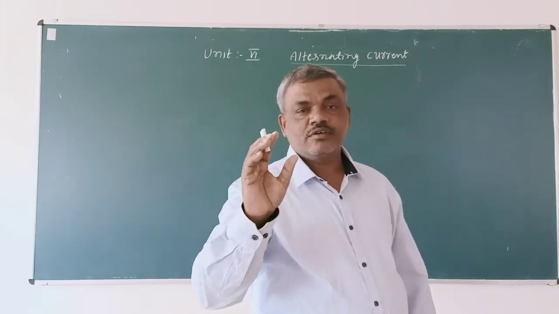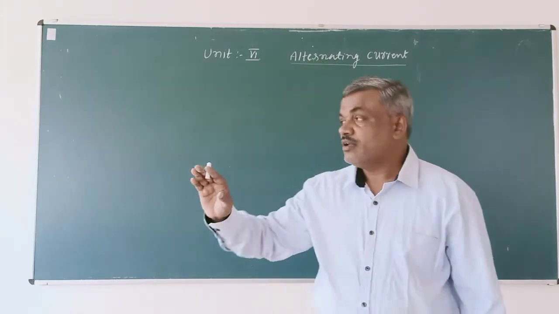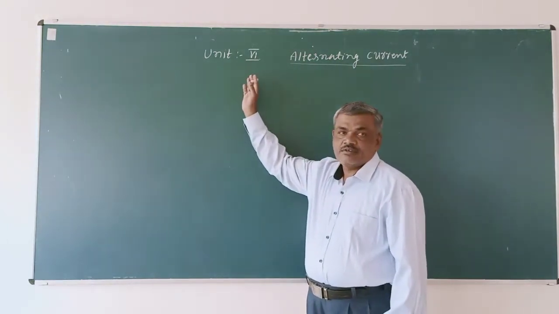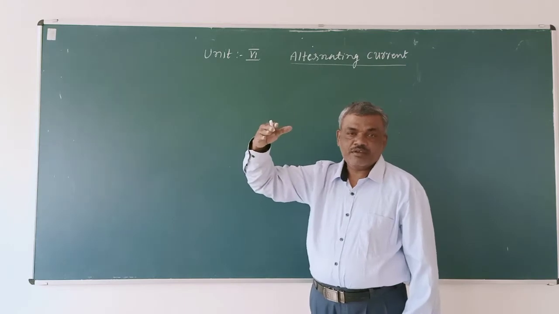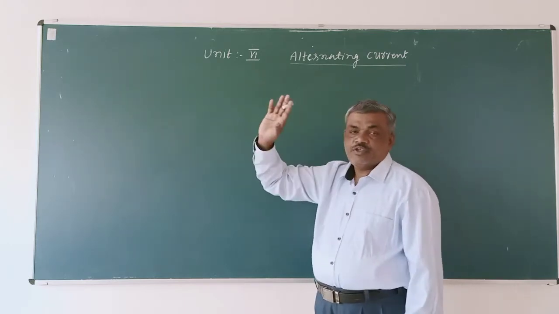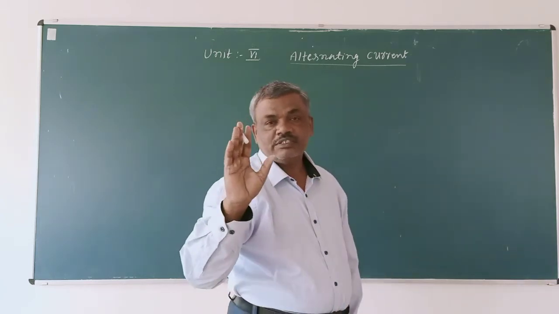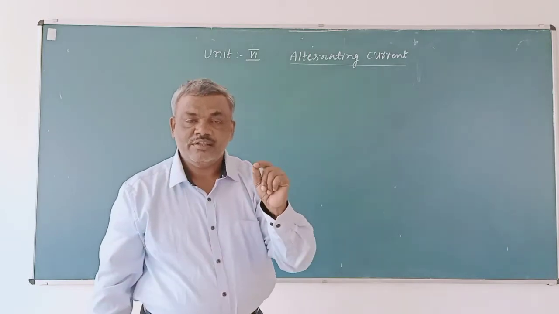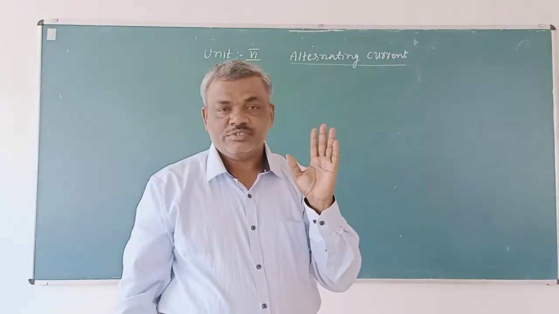Students, today's class is alternating current, unit 6. Now 5 units are completed, so today we begin unit 6. In unit 6 there are two lessons. One is alternating current, and another lesson is electromagnetic waves.